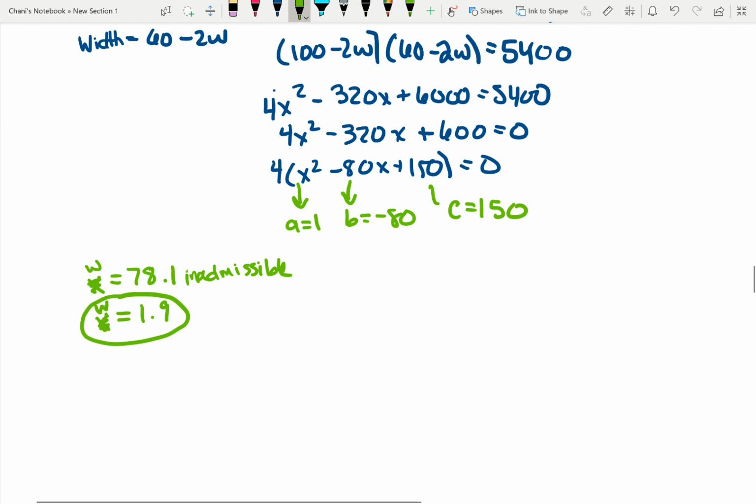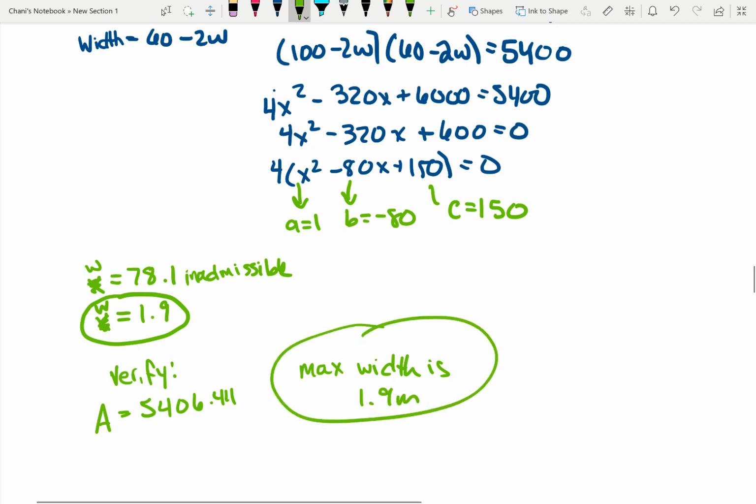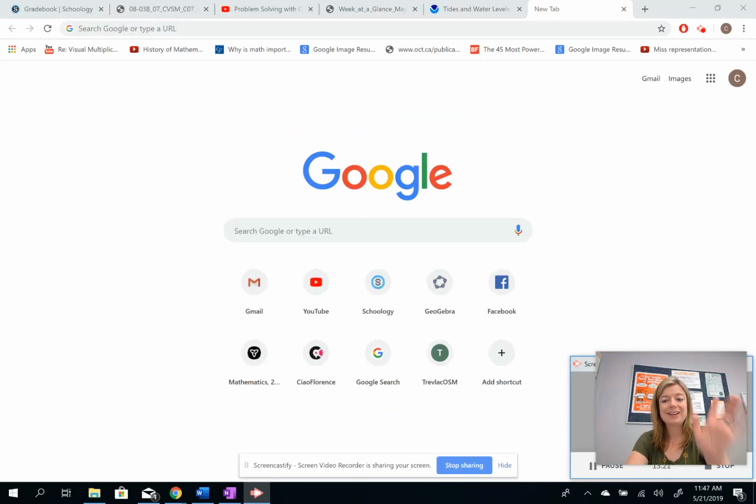Okay, so we can verify by checking that that actually does give you an area of 5,400 meters or greater. So if you do that, you get that the area is 5,406.44. So which means that you're reducing less than 10%, which is what the mayor wanted. So therefore, our max width to the nearest tenth is 1.9 meters.